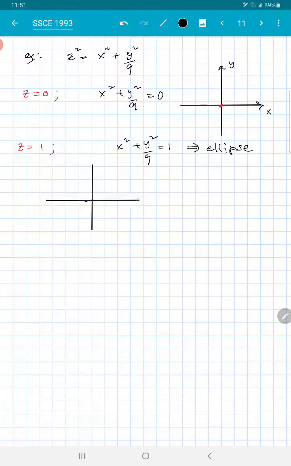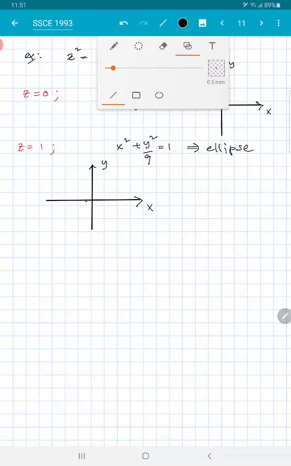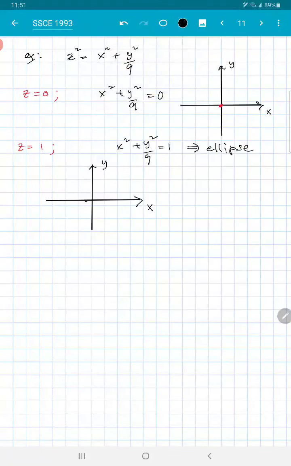For this ellipse, we have y squared over 9 and x squared over 1. Comparing the numbers 9 and 1, obviously 9 is larger. When 9 is larger, our ellipse would be longer, parallel to the y-axis. So here we have an ellipse.